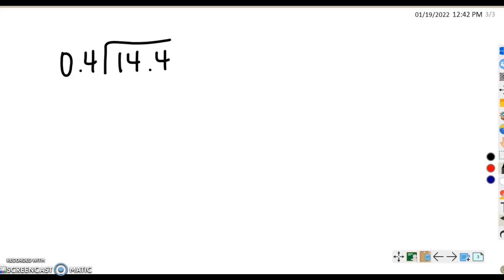Okay, so for this last problem, I'm going to let you guys solve this on your own. I'm going to give you your answer, and then I'm going to solve it separately. So, write this down on a piece of paper: 0.4 divided into 14.4. For your answer, you should get 36. Go ahead and pause the video right now, work through this problem, see if you can get the right answer. And then when you're finished, you can unpause the video and watch until the end, and I'll solve it.